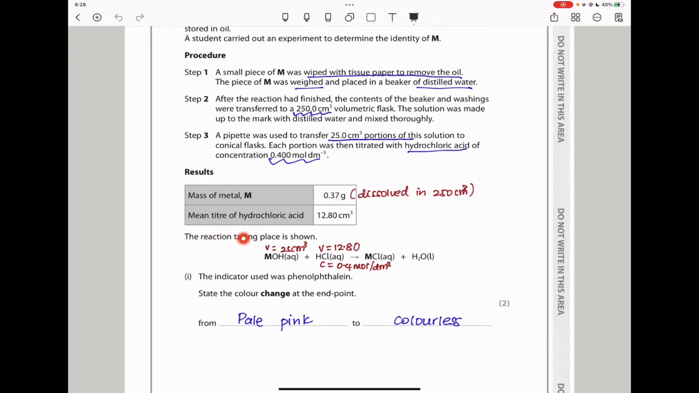And then they say the reaction taking place is shown below as that. And the indicator used was phenolphthalein. They want you to state the color change at the end point. In this situation, phenolphthalein is going to turn from pale pink to colorless. So you get 1 mark for that and 1 mark for that.